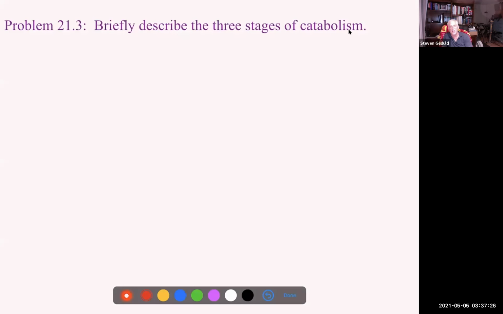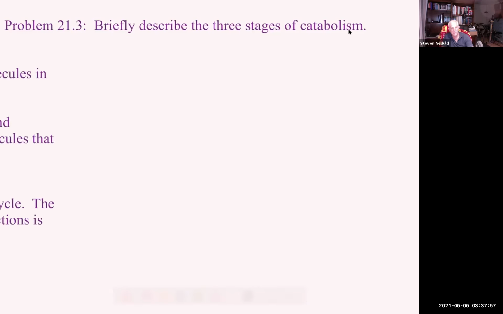So briefly describe the 3 stages of catabolism. Catabolism is the breaking down of food or any food, whether it's lipids, carbohydrates, or proteins. And you need to know what all 3 of those break down into. Lipids break into glycerol and fatty acids. Proteins break down into amino acids. Carbohydrates break down into monosaccharides. Okay. Remember, catabolism gives off energy as you're breaking it down.